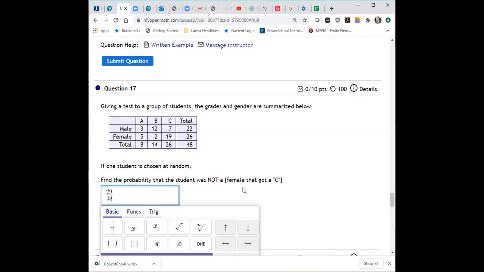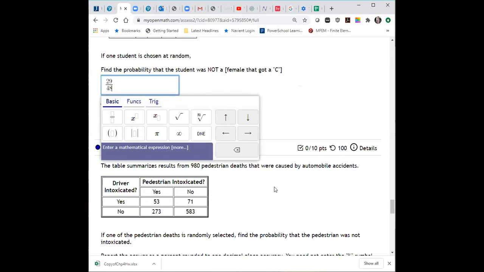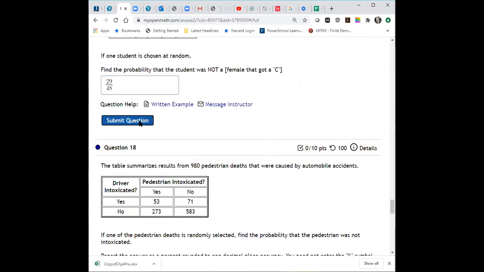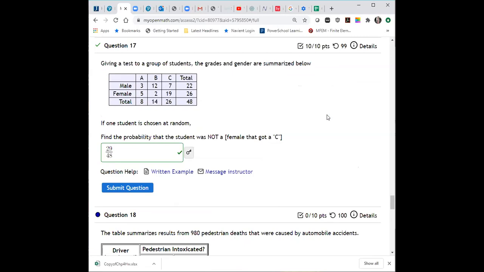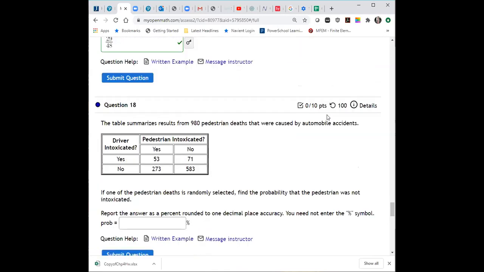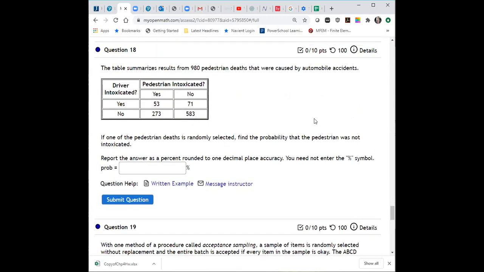Because the male that got C is 19, not a male that got C you need to subtract from the total. So you got 29, so the probability will be 29 over 48. Okay, the next one. Number 18.